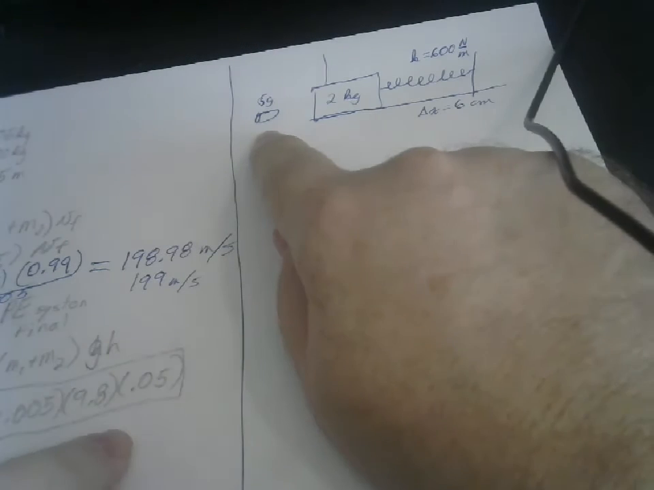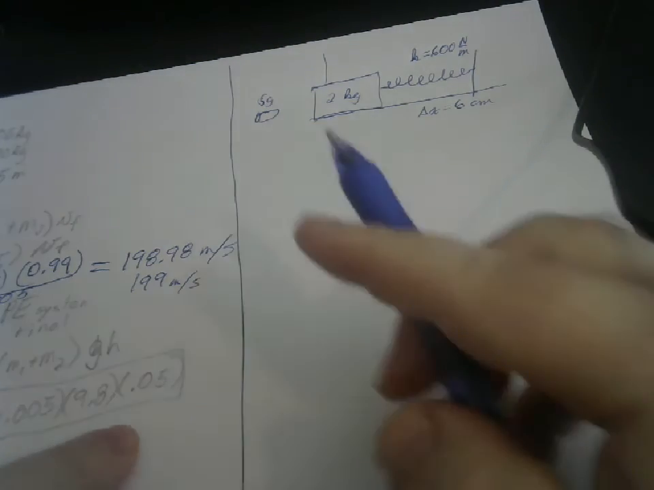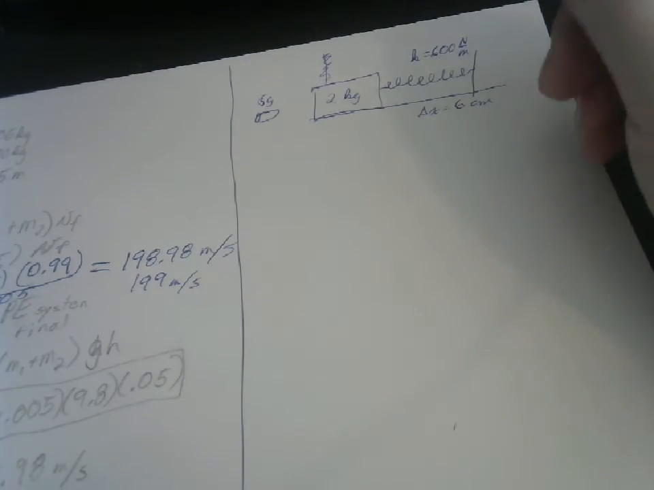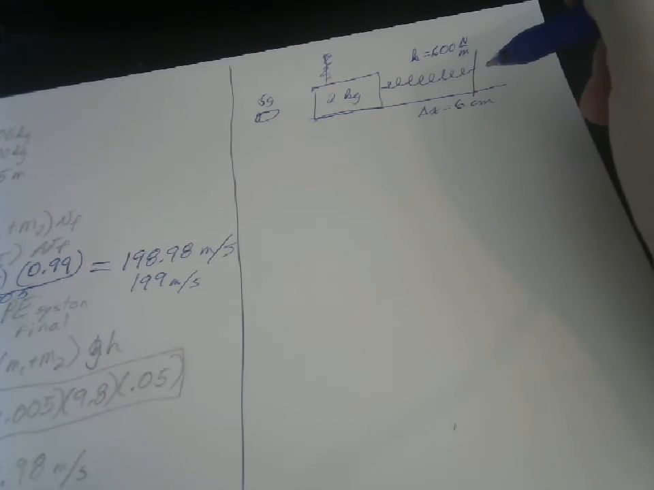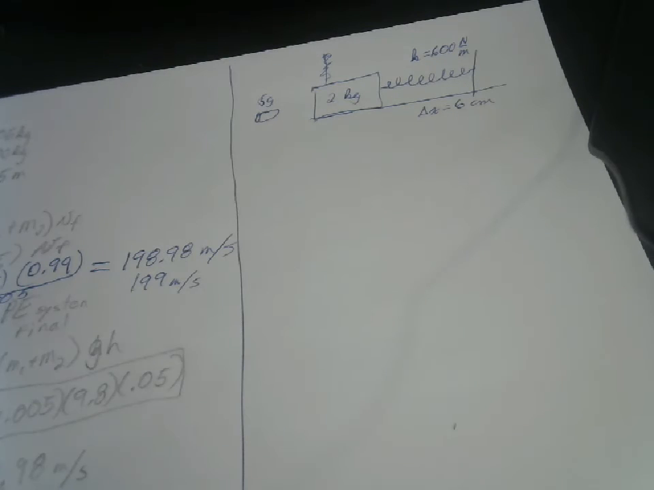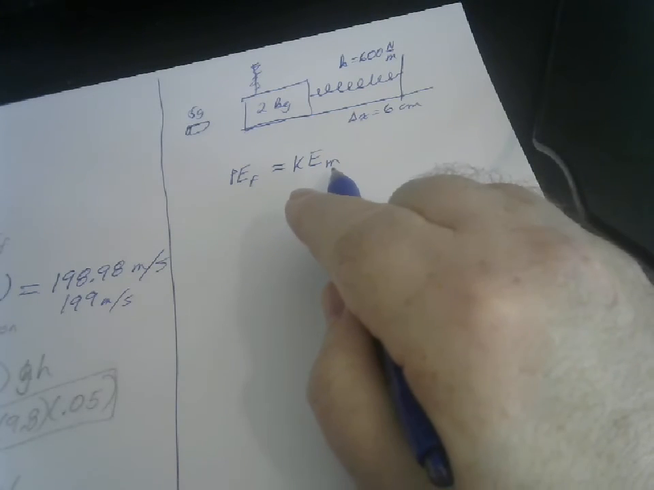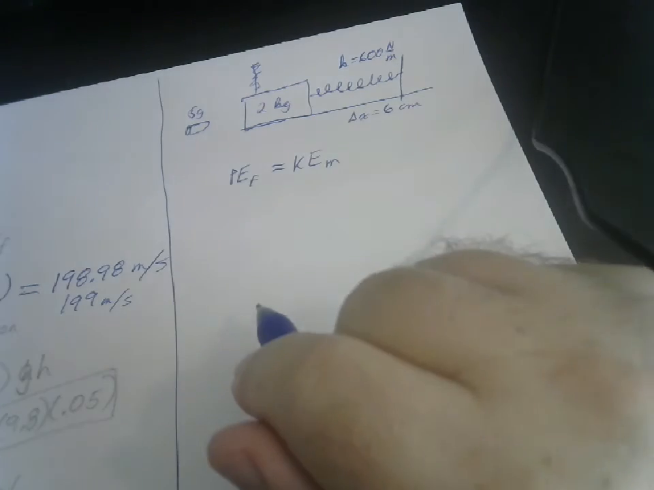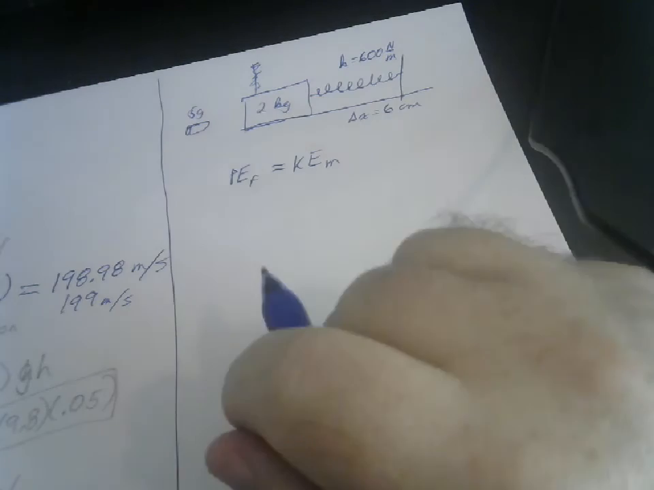Exercise 6.5. We have a 5-gram bullet fired horizontally into a block of 2 kilograms. This string isn't supposed to be there. The block is attached to a horizontal spring with a spring constant of 600 newtons per meter and a distance of 6 centimeters. This time I will use F for final and M for middle. Middle will be after the collision of the blocks, and final will be after the spring contracts.